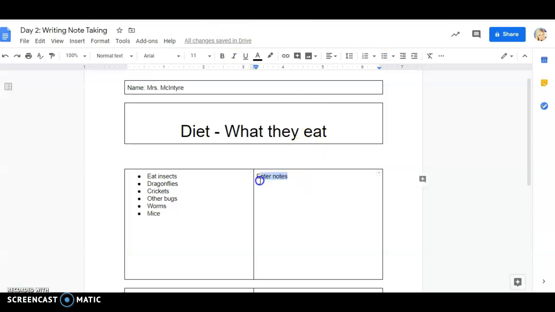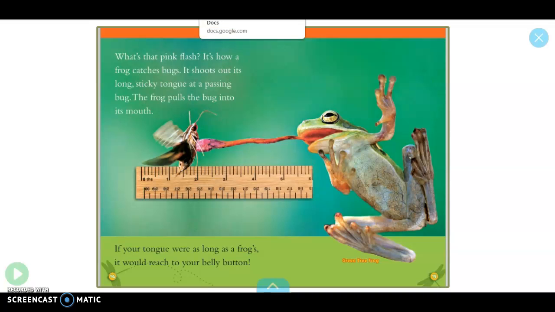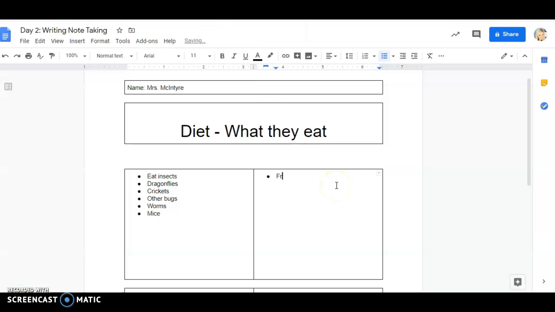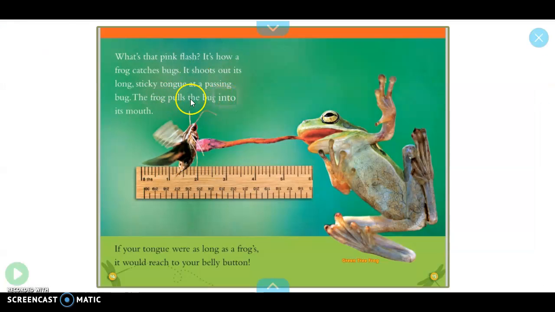Now I'm just going to put it over here. I could continue on that side, but I want to keep this a little separate, because this side's telling me what they eat, and this is going to tell me how they get their food. So they said frogs use their long and sticky tongue to catch bugs. The frog pulls the bug into its mouth. If your tongue were as long as a frog's, it would reach to your belly button. It's a really long tongue.